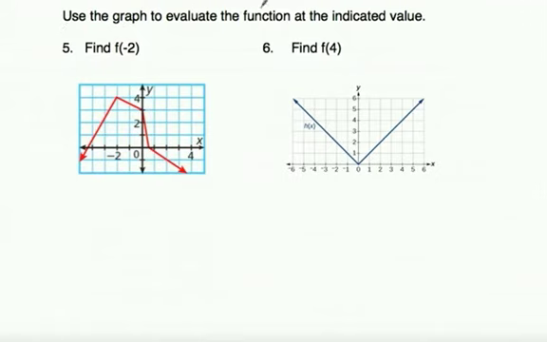We need to use the graph to evaluate the function at the indicated value for 5 and 6. So on 5 it says find f of -2. So for this one, if I look at the way it's written, that means that I have x equal to -2. So on the x-axis, I go to -2 and find out what's happening on my graph. So that would be the point up here, and that would be equal to 4, my y value.